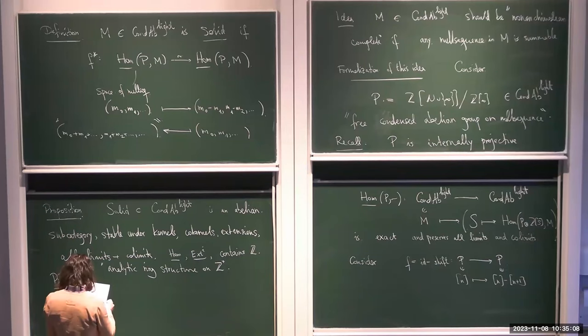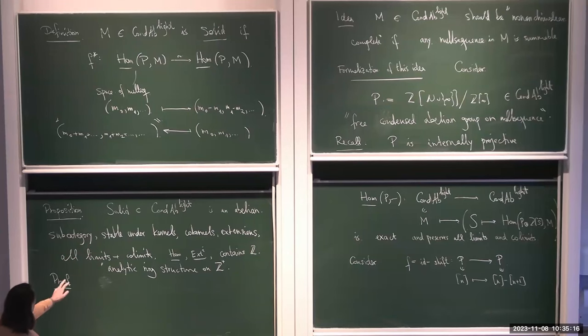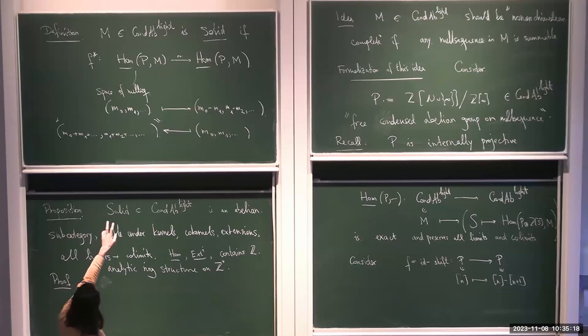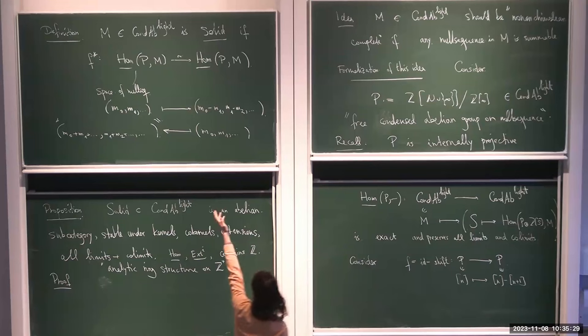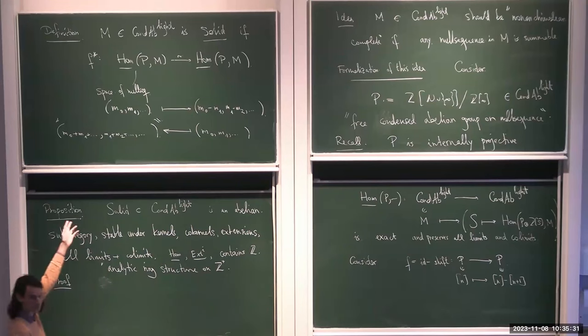Let's just try to prove that it's, for example, stable under kernels. Well, then you have a map, M to M prime, where this happens, and then you want to know that for the kernel it also happens. But the internal Hom from P is an exact operation, so it just preserves the kernel. So of course, the same condition is true for the kernel.